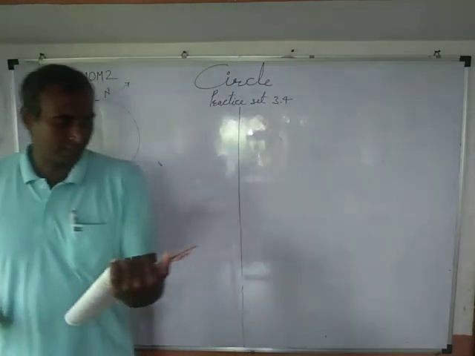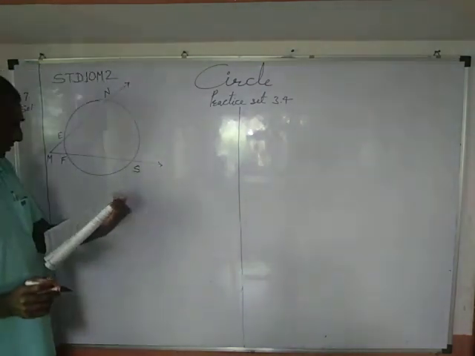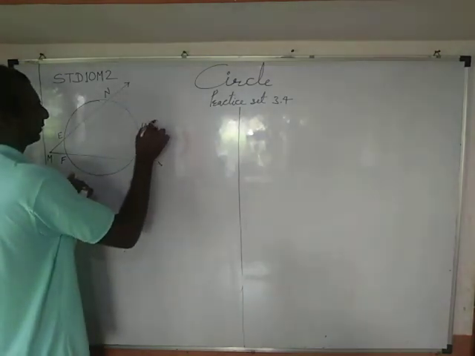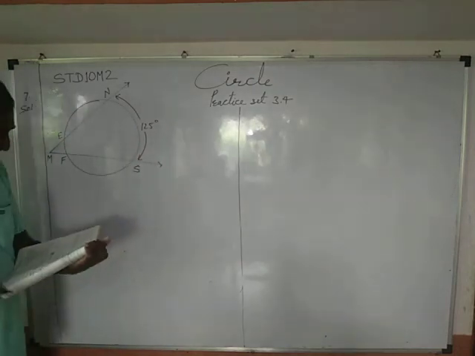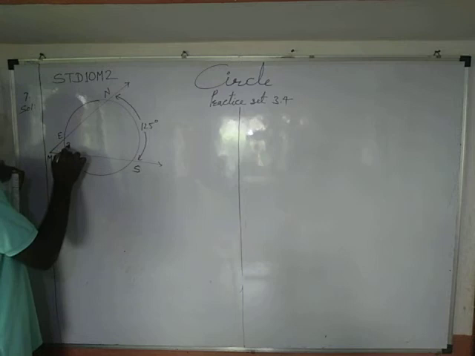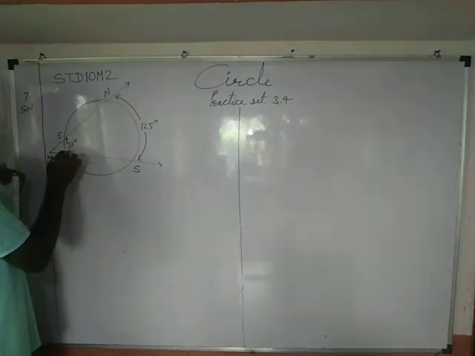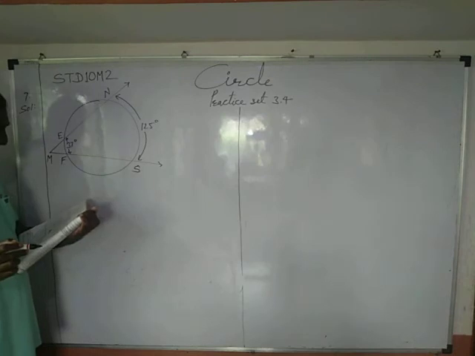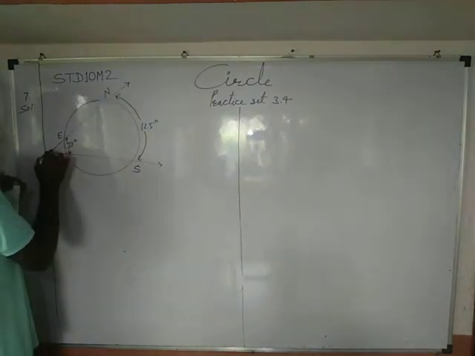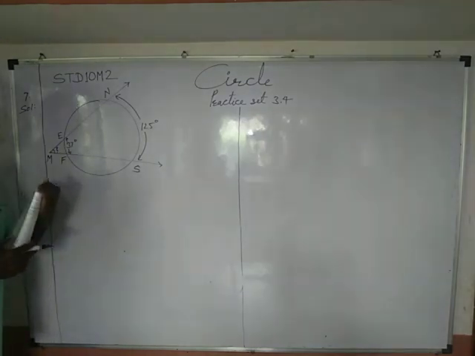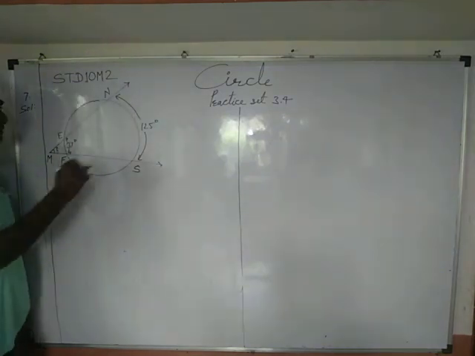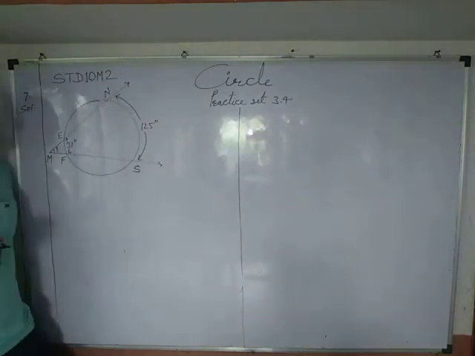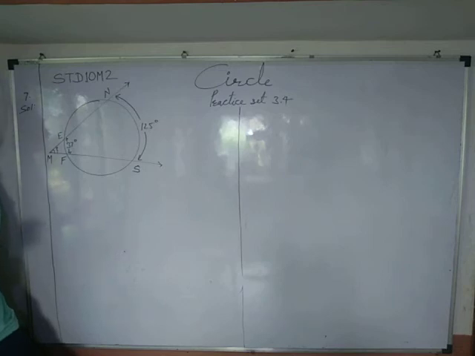Let's see question 7. In the figure, measure of arc NS equals 125 degree. Measure of arc EF equals 37 degree. Find the measure of angle NMS. Angle NMS equals how much? Now you may note angle NMS is neither a central angle nor an inscribed angle. Its vertex lies in the exterior of a circle.